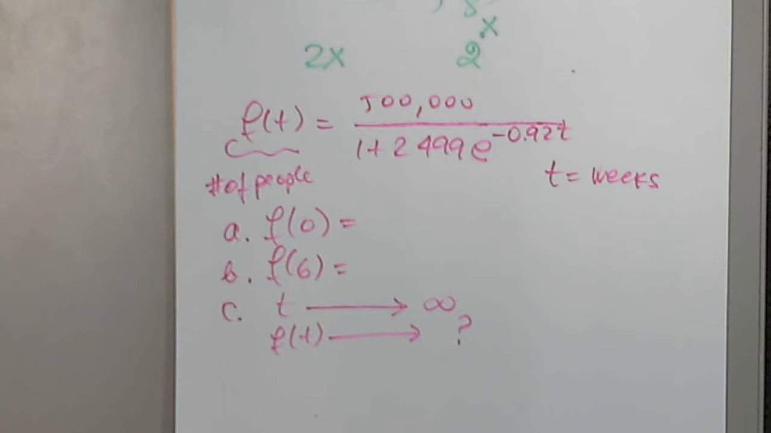So let's take a look. In y equals, please put in this function: 500,000 divided by, in parentheses, 1 plus 2499 times e raised to, don't forget parentheses, negative 0.92x, close the parenthesis for the power, and don't forget to close the parenthesis for the denominator. Very important. So now we go to second and table, and we plug in what we want.